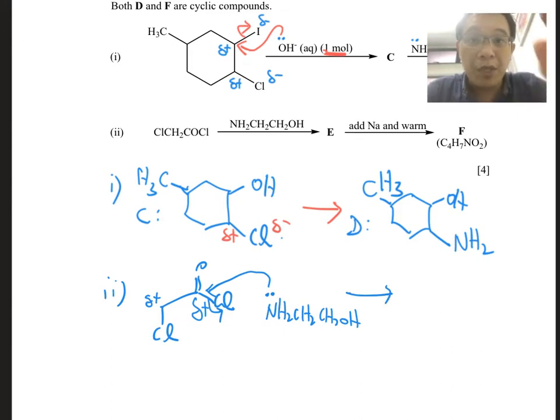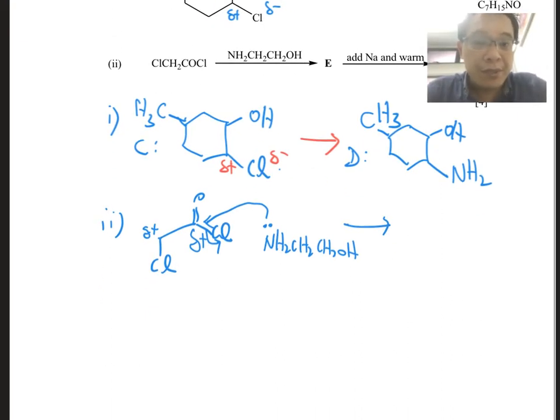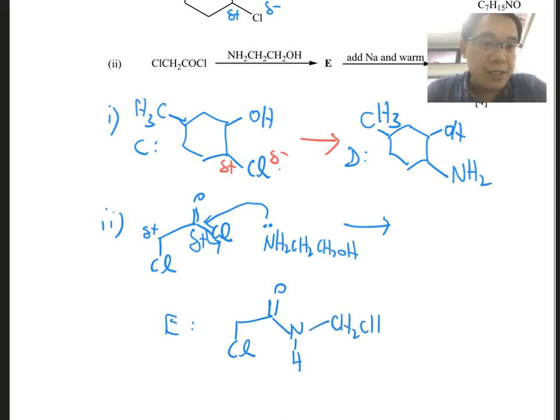maybe let me draw below. Okay, let me draw below here. So E here should look like this molecule. Your Cl still remains. By your acyl chloride version, it becomes NH. Then this one will be your CH2, CH2OH.